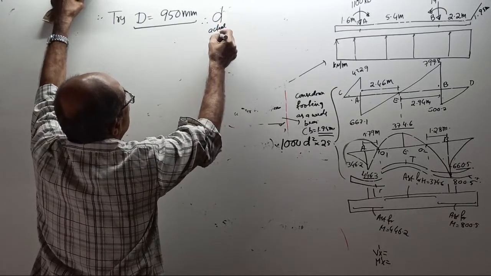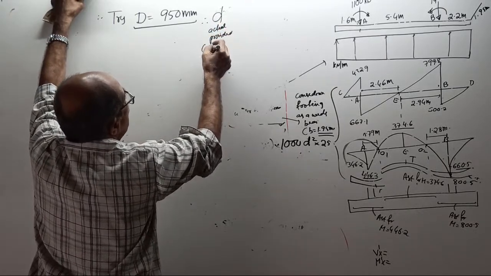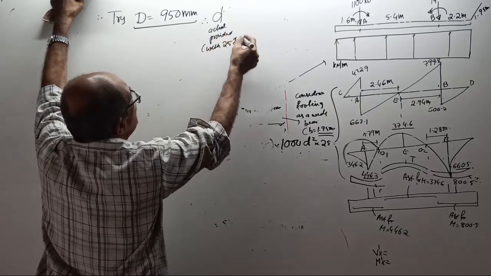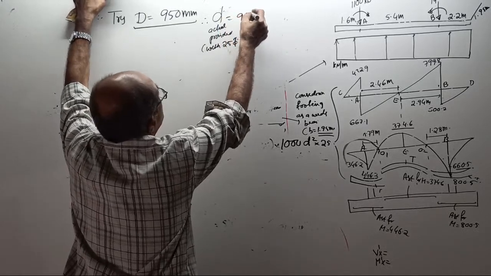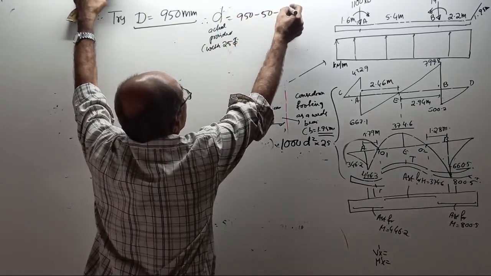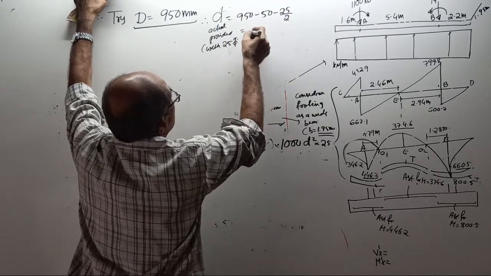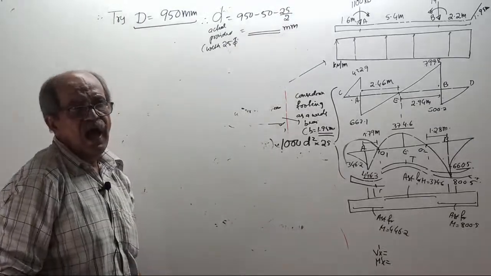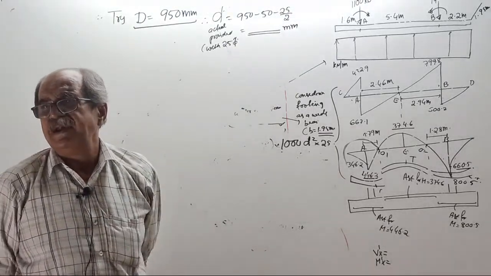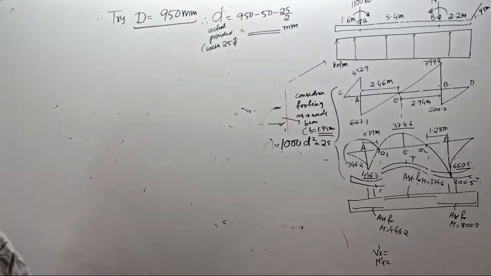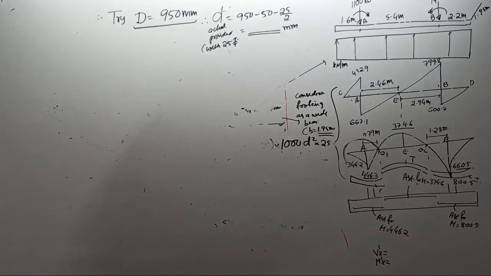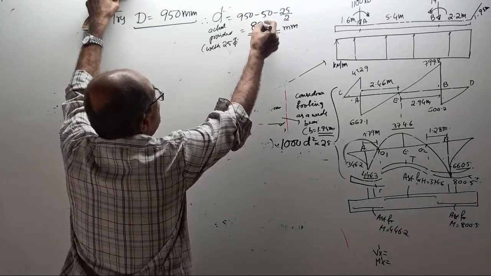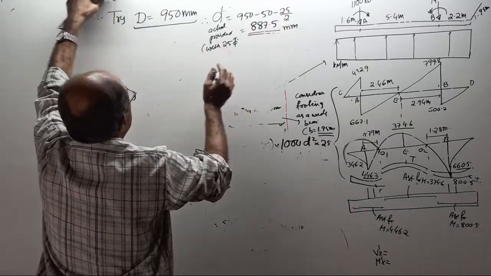Therefore, the actual D provided with these 25 torr bars, though later you may change it, is equal to 950 minus 50 minus 25 by 2. Answer: actual D provided in millimeter. It is 887.5 millimeter. 887.5 millimeter is the actual D.